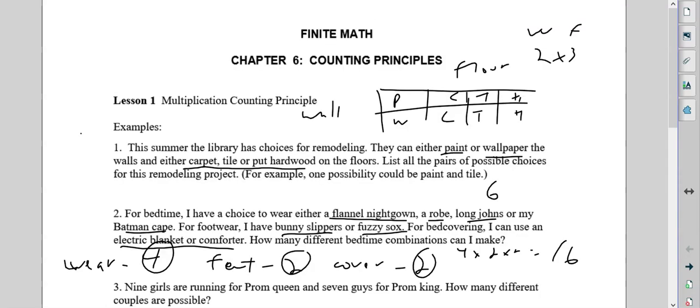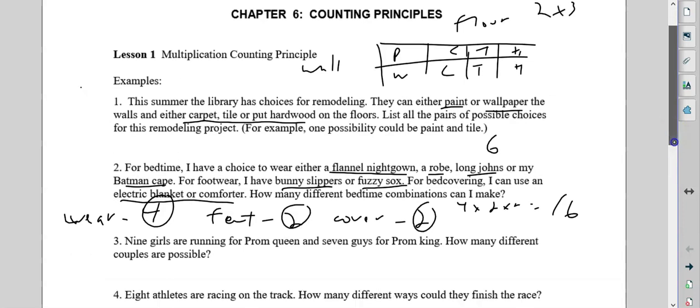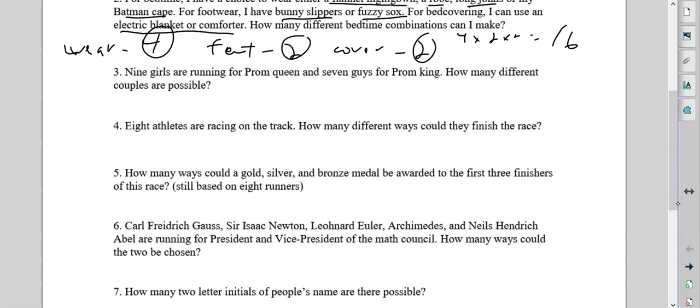You save all that trouble by just doing the math of the counting principle. The counting principle basically just says, for each choice, multiply them out. Just makes life easier. All right?